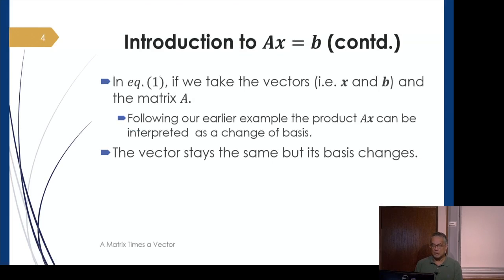So continuing with our main concept, the product of a matrix with a vector, if we take vectors X and B as before, and matrix A, I just wanted to remind you that the product AX, as we worked out through a simple example in the previous segment of this lecture, can be interpreted as a change of basis. In other words, the vector stays the same, but it's now being seen in a new basis system. The vector that you now get is the same vector as you had in the old basis, but now it's written out in the new basis.